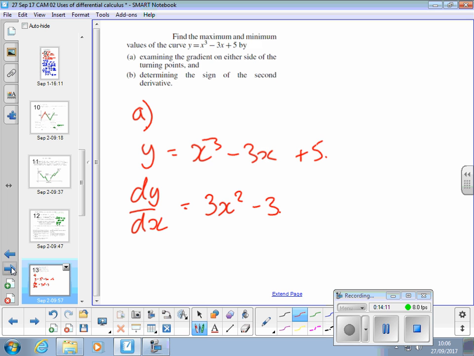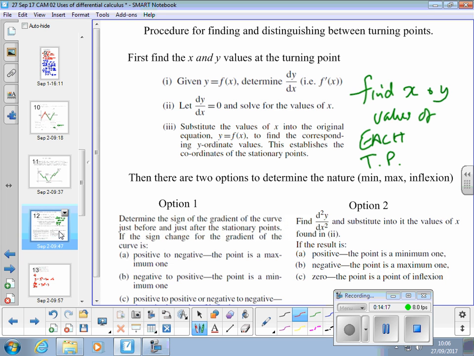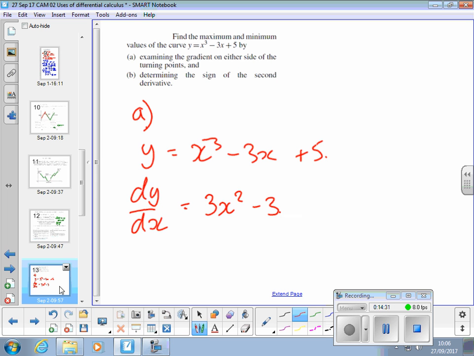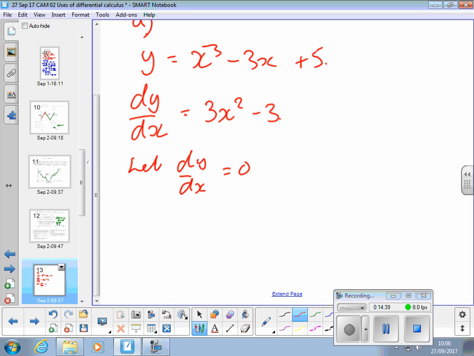Yeah, but just going back to the full process now, we're here. We've found dy by dx. So we've got to let that equal 0. So let dy by dx equal 0. What's the purpose of doing that?